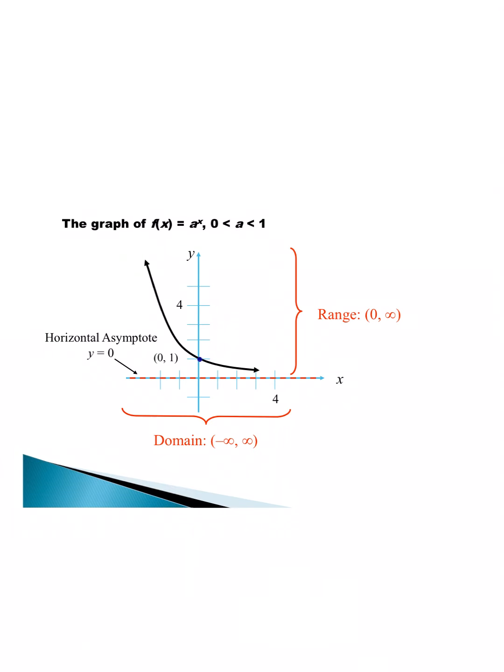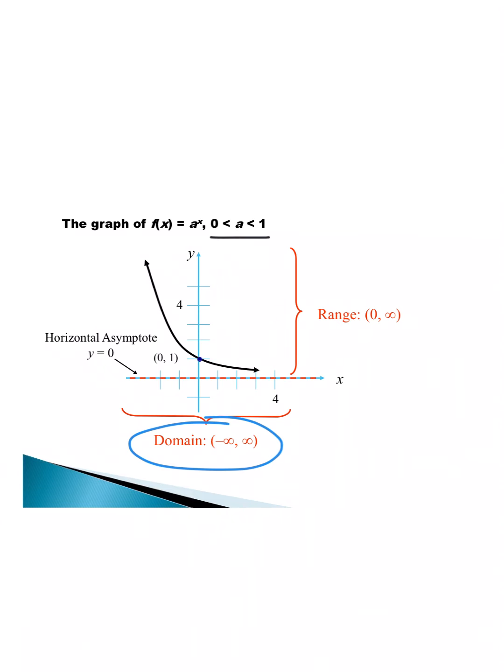Here we have the graph of f of x equals a to the x, where a is going to be between 0 and 1, and notice we have a different curve here. Instead of increasing, our function is now going to be decreasing. Even though it's decreasing, though, we have the same properties for our domain. Again, it's still going to be negative infinity to positive infinity.